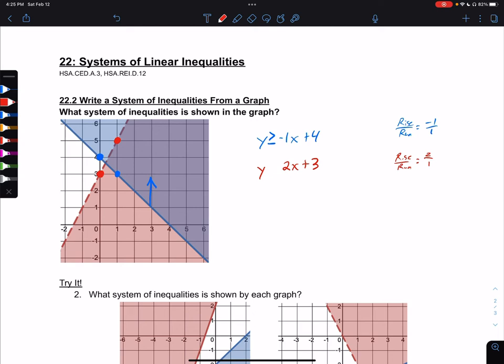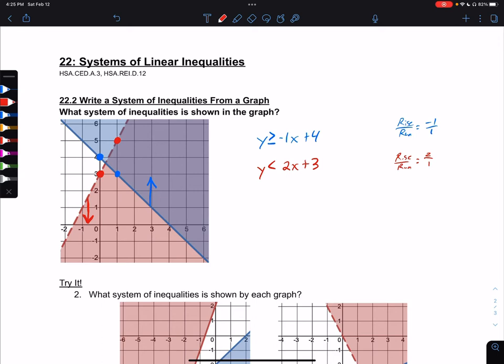If I draw an arrow from my dotted line into the shaded region, that arrow goes down. So that means it's less than. So y is less than 2x plus 3. And since it's a dotted line, I'm going to leave it as is. I'm not going to put the equal bar. That equal bar symbol underneath the inequality symbol is only if it's a solid line.